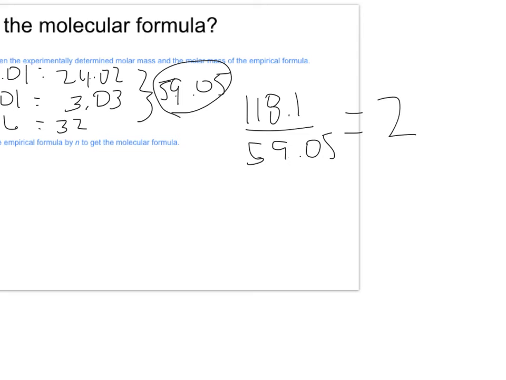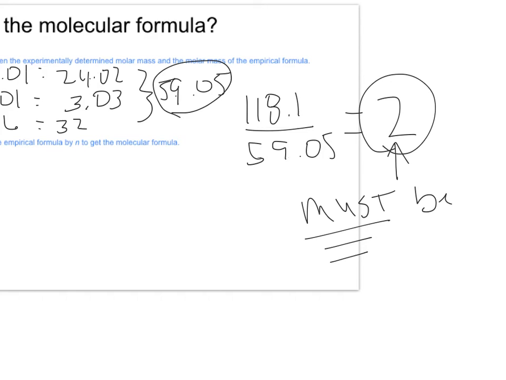Now, something that is a little bit different from empirical formulas: this is a chance to check your work. It will catch a few mistakes. This answer right here must be a whole number, or it must be close to a whole number. Like if it's 0.9 or 0.98 or 1.98 or 2.01, those are close enough to whole numbers, so you can round.